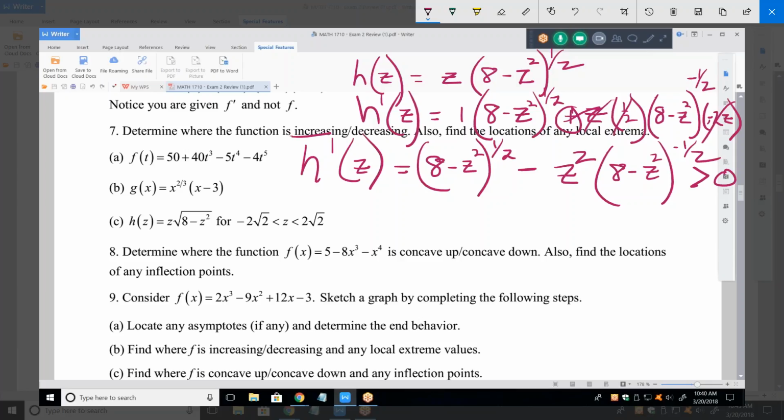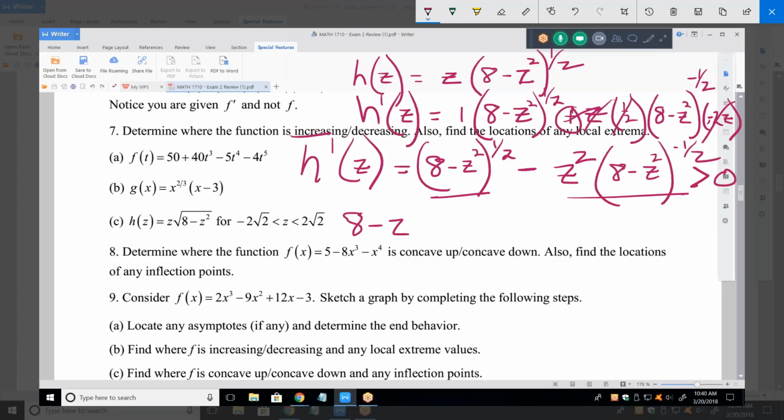Remember, you have to turn it into a product. We don't find critical points when we have a polynomial minus another polynomial. We find critical points when we have something multiplied by something or something divided by something. What can we factor out? Can we factor out just 8 minus z squared to the negative 1/2?